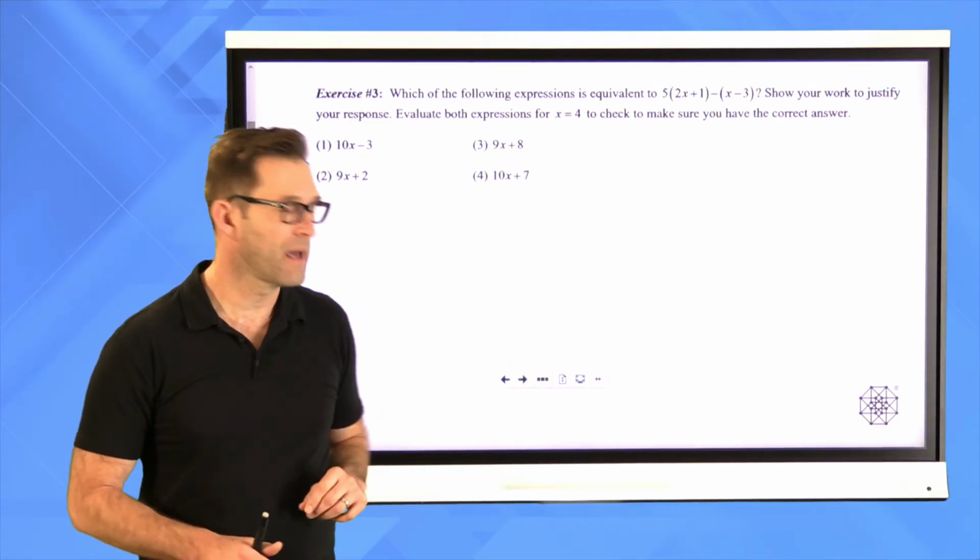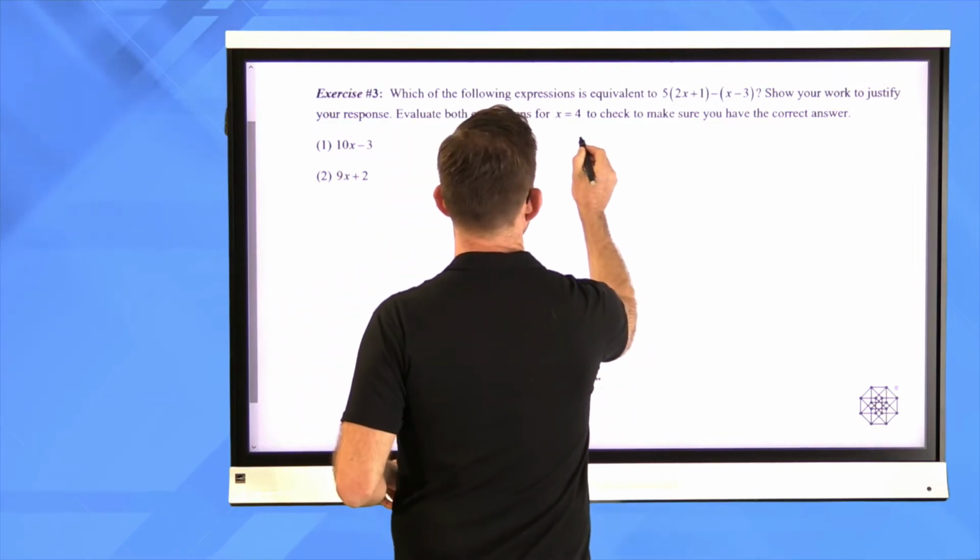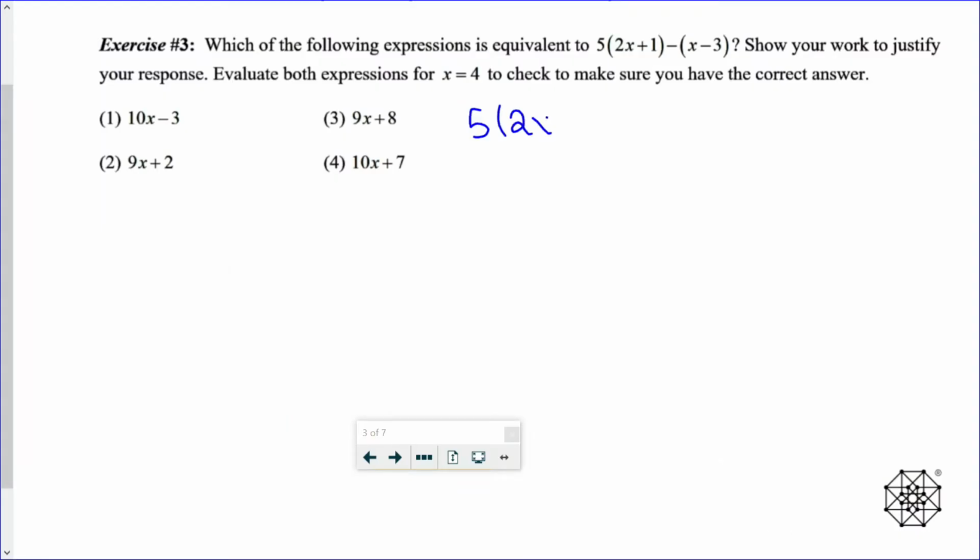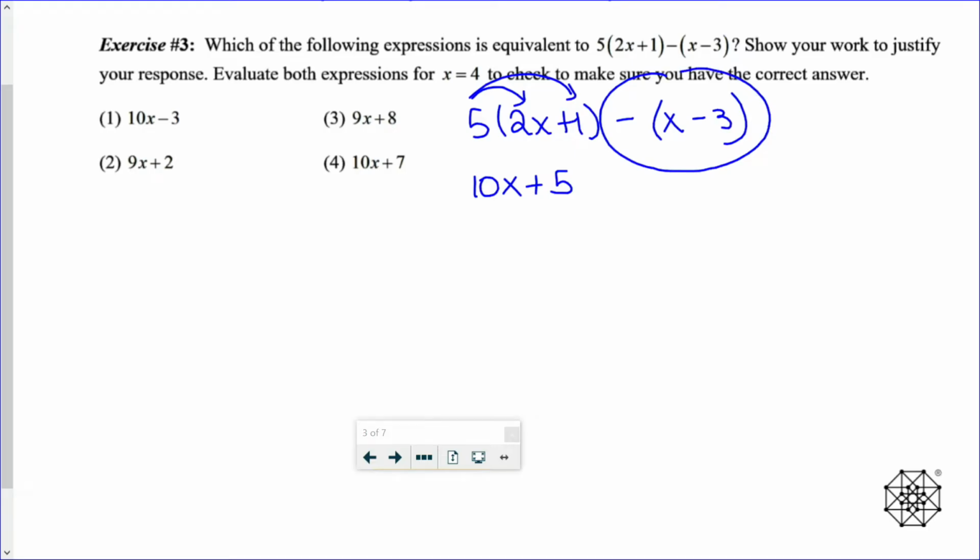All right, well, let me write down the expression first and let's take a look at it. We've got 5 times 2x plus 1 minus x minus 3. All right, so I'm going to use the distributive property first on this 5. So I'm going to have 5 times 2x, which is 5 times 2, or 10x, and then 5 times 1 is 5. Now this is maybe a little bit trickier, and it might be easiest to view this as adding a negative 1 times x minus 3, all right?